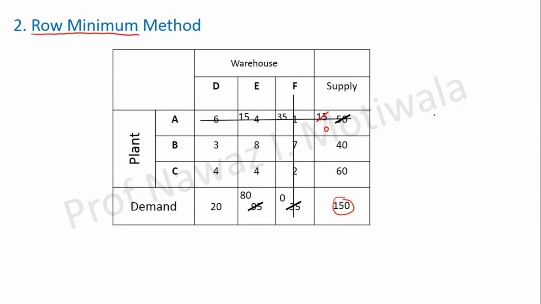Now tell me where will be the next allotment? 3. Next allotment will be at 3 because now the top row is B. पहली रो तो कैंसिल हो गई तो उसको हम कंसीडर में नहीं करेंगे. Now the top row is B and in this B the minimum number is 3. So the next allotment will be done here. And how much? 20 is demand, supply is 40. So I allocate 20. Counter effects: this 40 will become 20 and this 20 will become 0. And because it has become 0, this column will be cancelled.